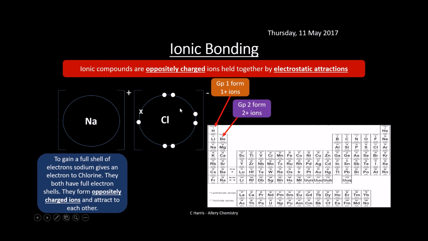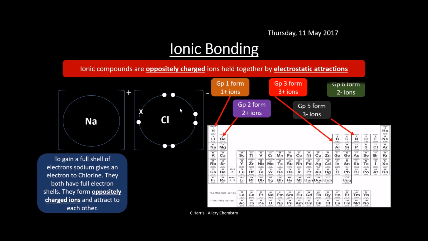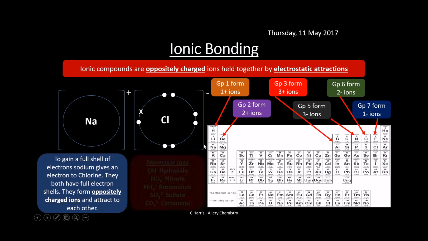Looking at the periodic table, group 1s form 1+ ions, group 2s form 2+, group 3s form 3+. When we get to group 5, these have 5 electrons in their outer shell, but it's easier for them to gain 3 than to lose 5. So that's why they form 3- ions. Same with group 6, they form 2- ions. Group 7s form 1- ions.